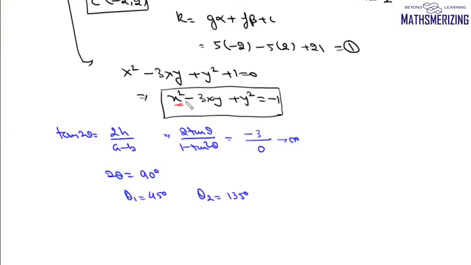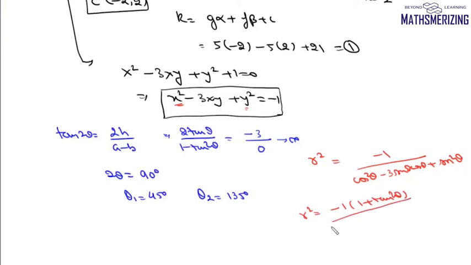Now we'll find magnitude of the axis. So we'll replace x with r cos theta and y with r sin theta. So we'll write r square as minus 1 upon cos square theta minus 3 sin theta cos theta plus sin square theta. So again we can change it in terms of tan theta. So we know that r square will be minus 1 times sec square theta, and sec square theta is 1 plus tan square theta, and here it will be 1 minus 3 tan theta plus tan square theta.